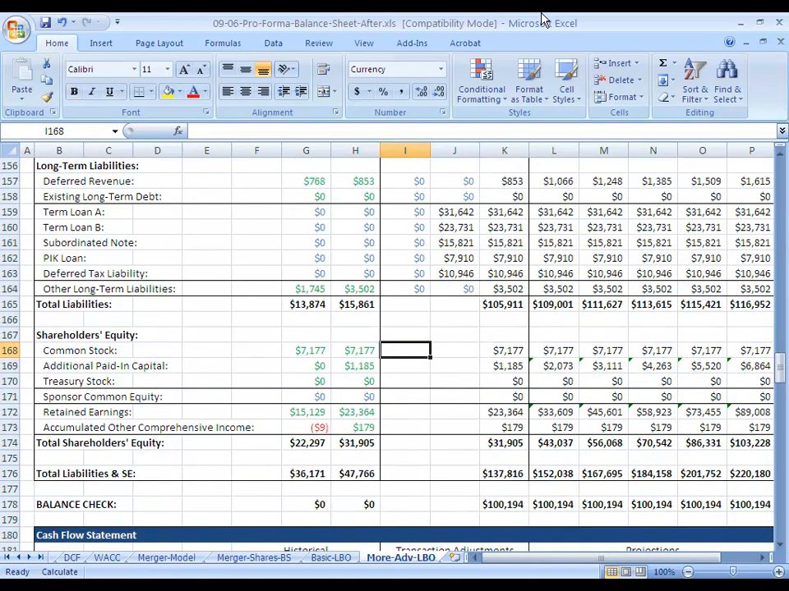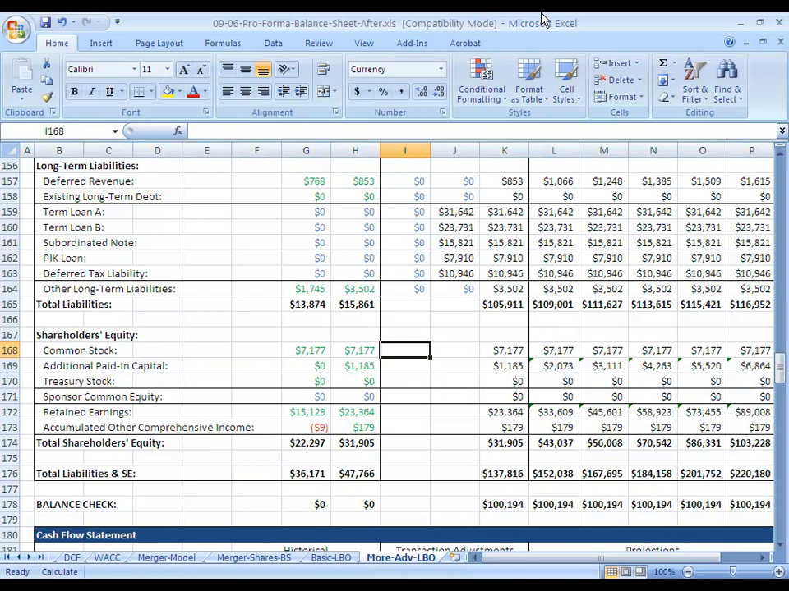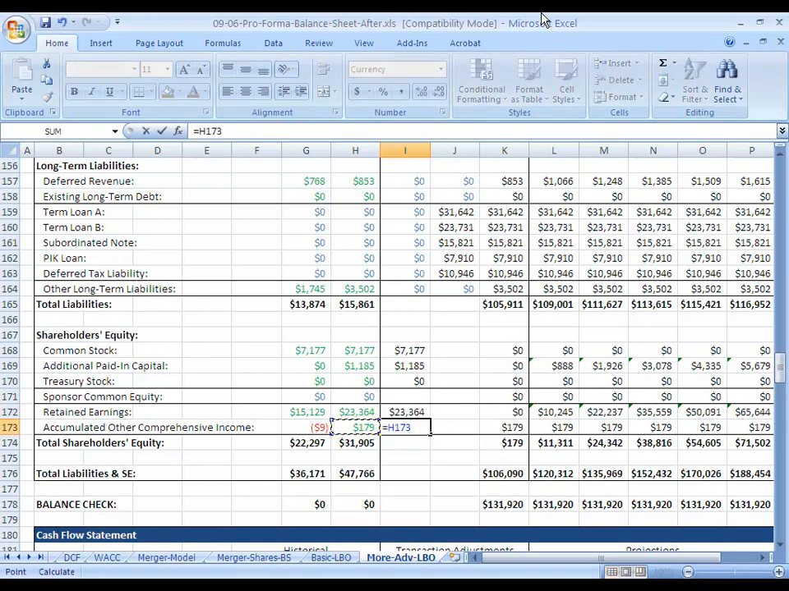And then on the shareholders' equity side, what we do is, once again, as with the merger model, we're going to assume that everything under shareholders' equity currently is completely wiped out in this transaction. So on the debit side, we're going to simply link in the existing numbers for all these. So common stock, additional paid-in capital, treasury stock, retained earnings, and then accumulated other comprehensive income. So all these, as you can see, are going to 0.